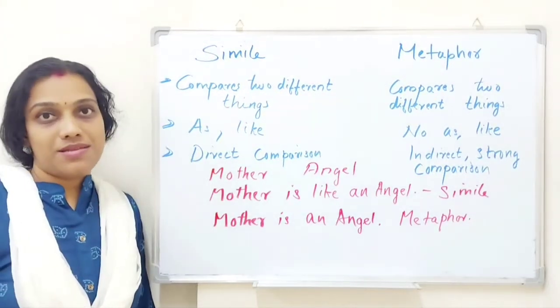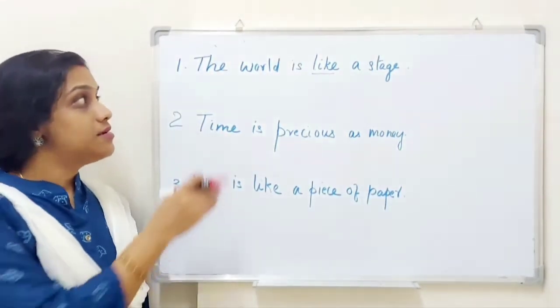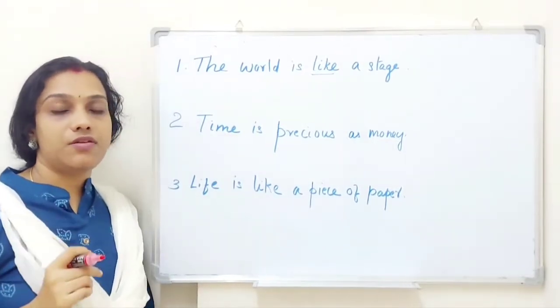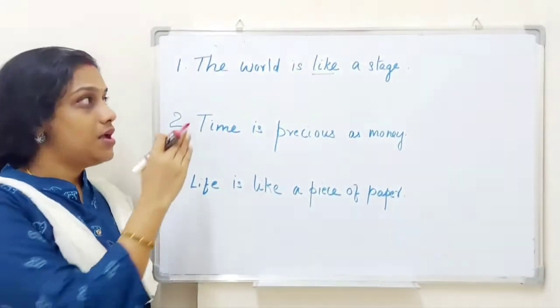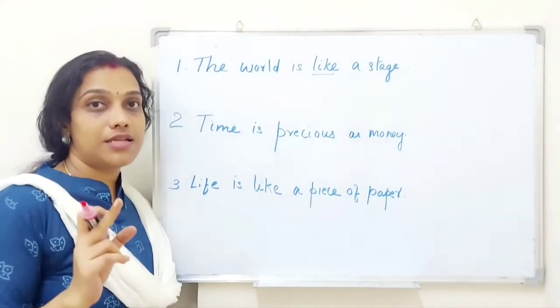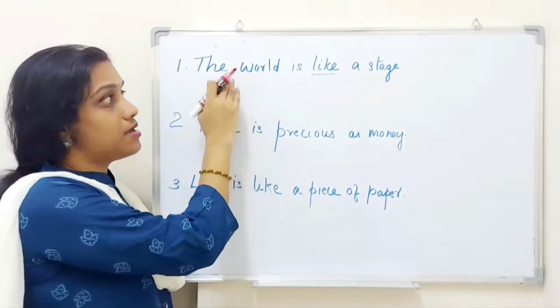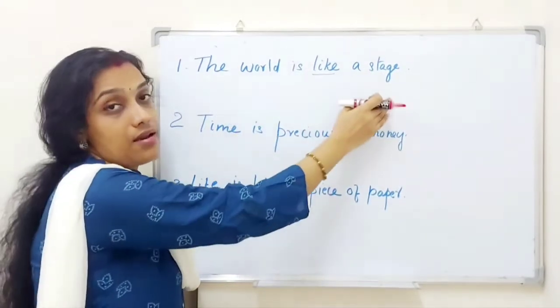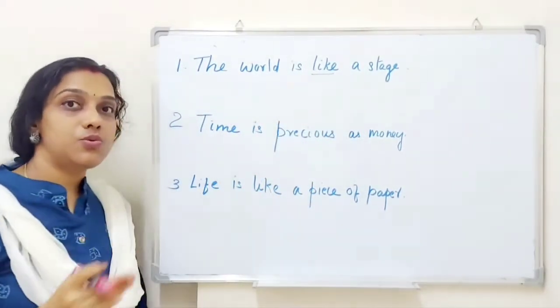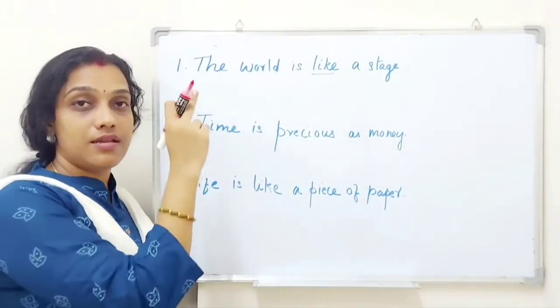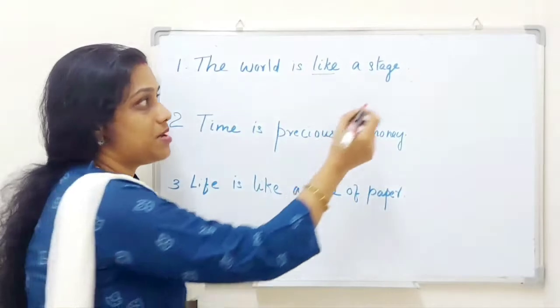Let us see a few more examples. Let's see our first sentence. The world is like a stage. Can you tell me which poetic device is used in this sentence? In this sentence, we can see that there is a connecting word like. A word like is used to make a comparison between world and stage. So as we are using a connecting word like, we can say that the poetic device in this sentence is simile.